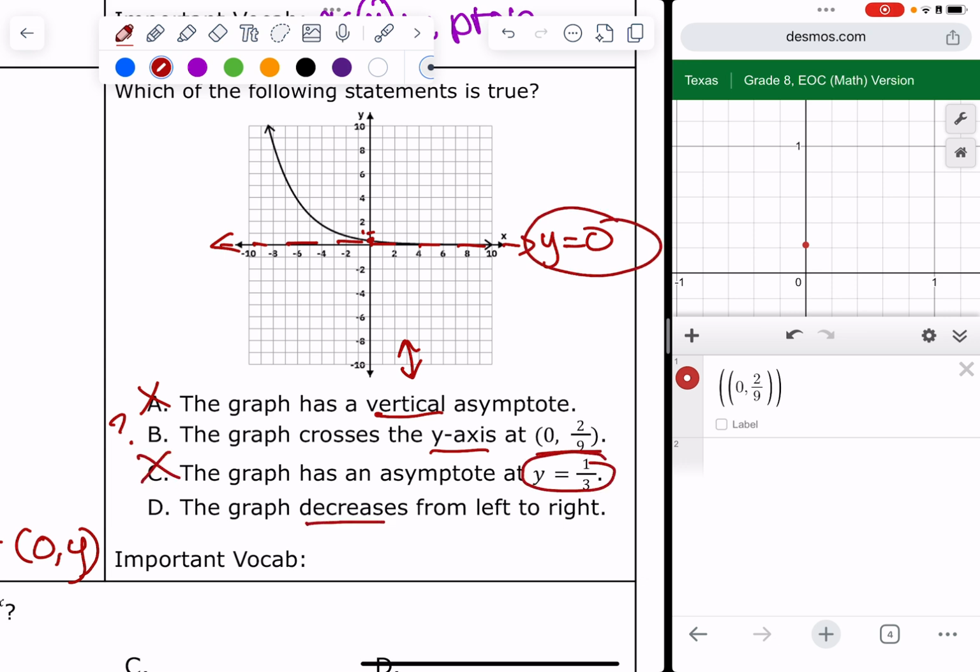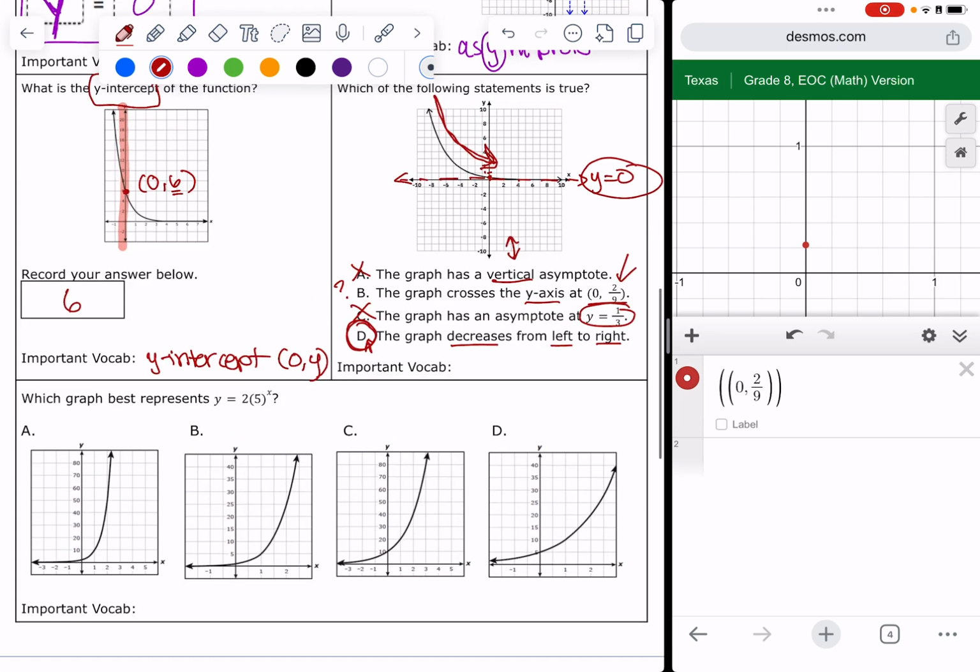And the graph decreases from left to right. If I'm going down, it decreases. So that I know has to be true. My graph decreases from left to right. This one, I don't know if it's 100% true because I don't know where that point is. But I know D is true because I can see it decreasing. Okay. Now, try the last one.